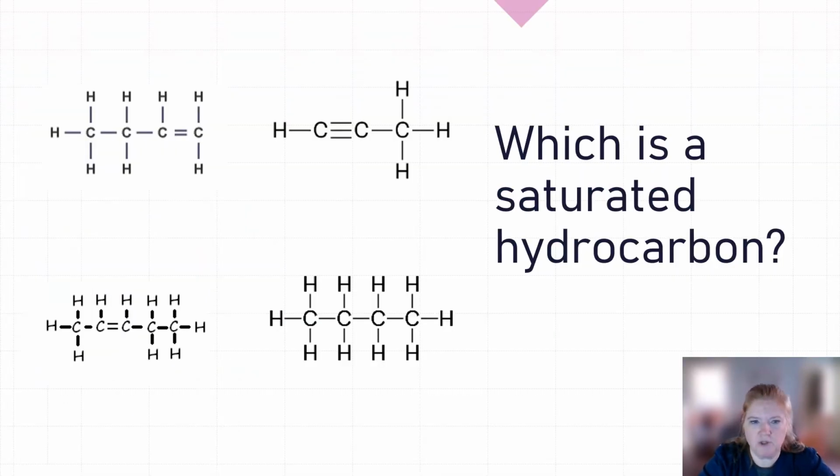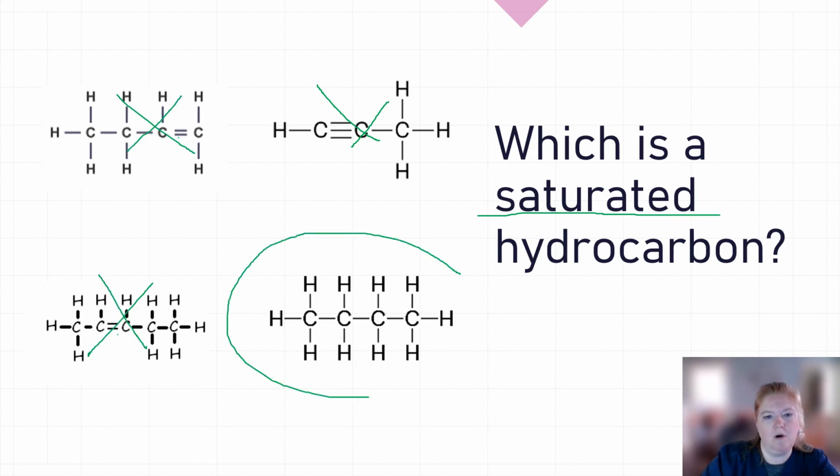So look at these pictures. Which one is saturated? Triple bond, bam, unsaturated. Double bond, bam, unsaturated. Double bond, bam, unsaturated. Oh, look, all single carbon bonds.